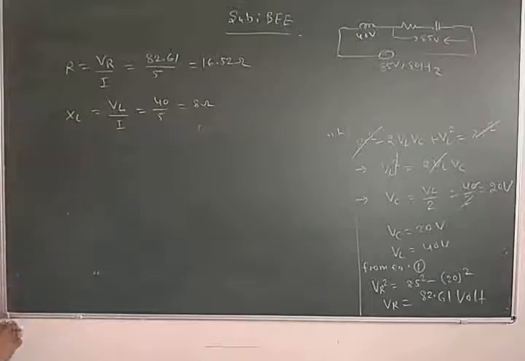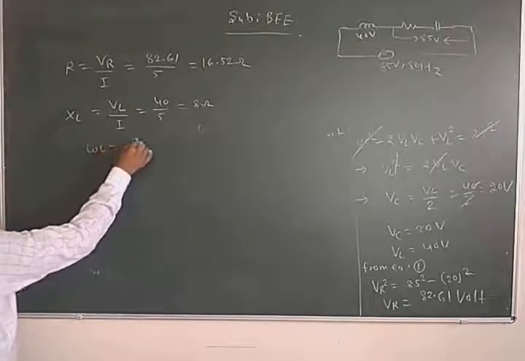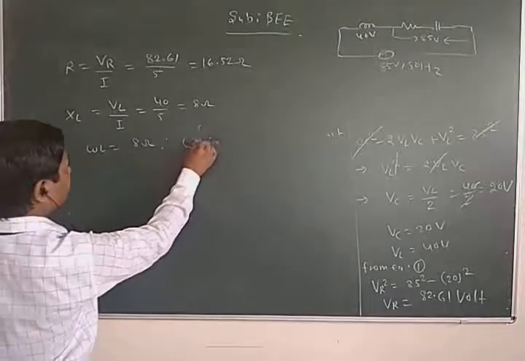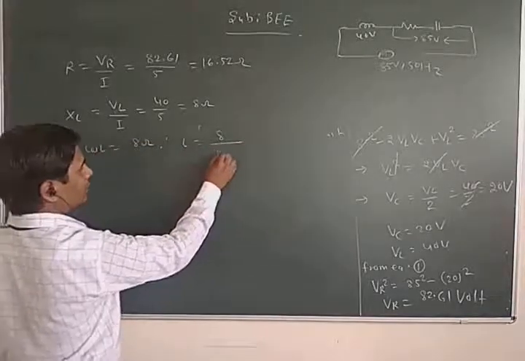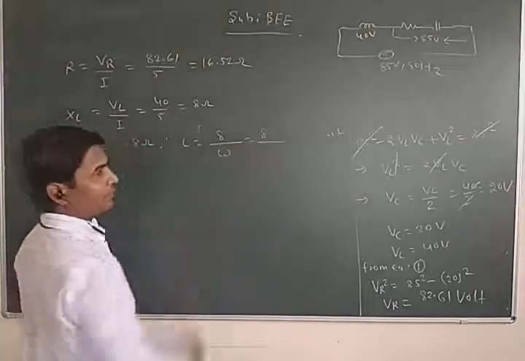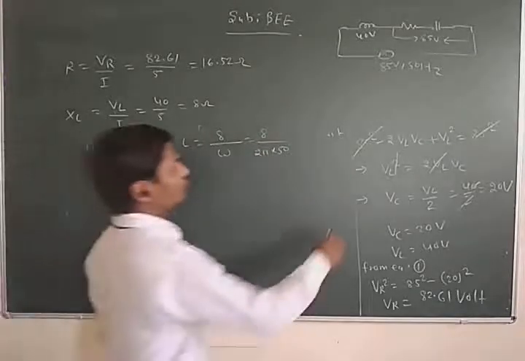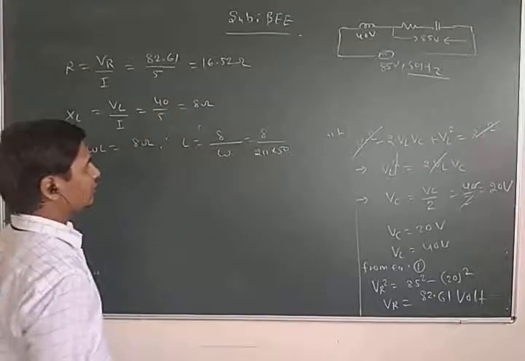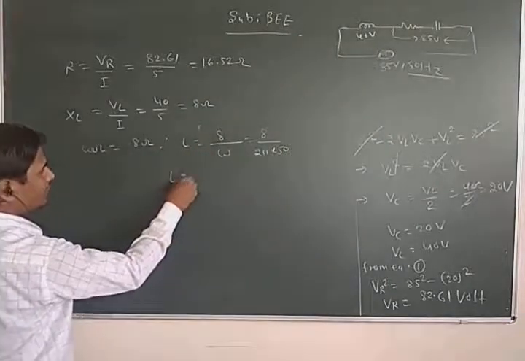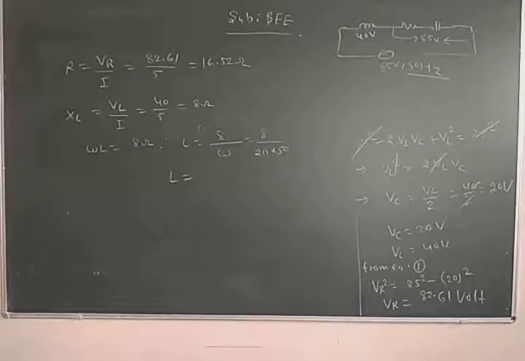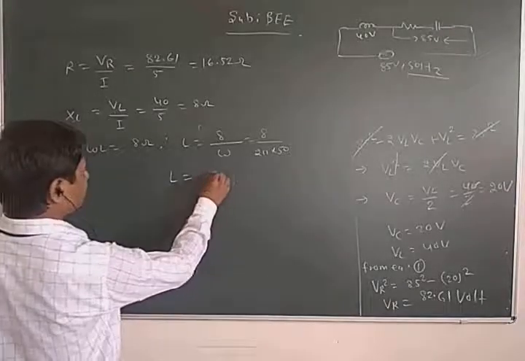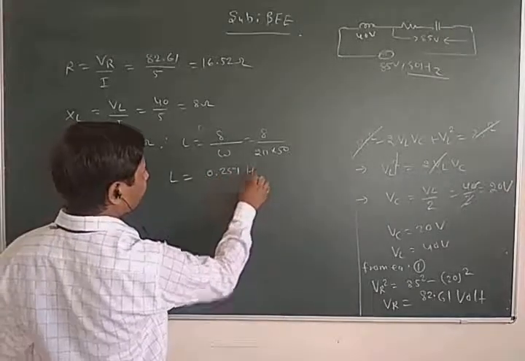Also XL is equal to omega L. So omega L is equal to 8 ohm, and L is equal to 8 divided by omega, where omega is equal to 2 pi f. So 2 pi into 50, f being 50 hertz as given in the question. So the value of inductance L becomes 0.251 Henry.